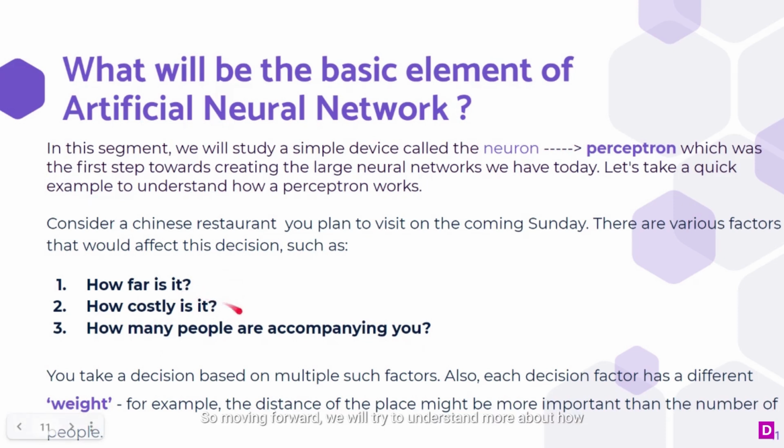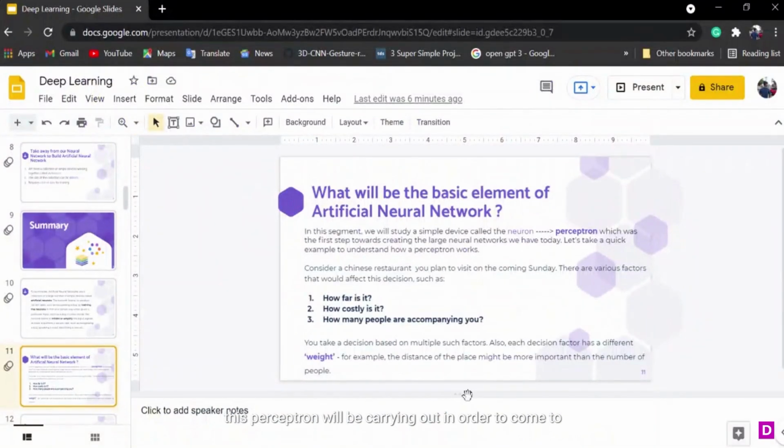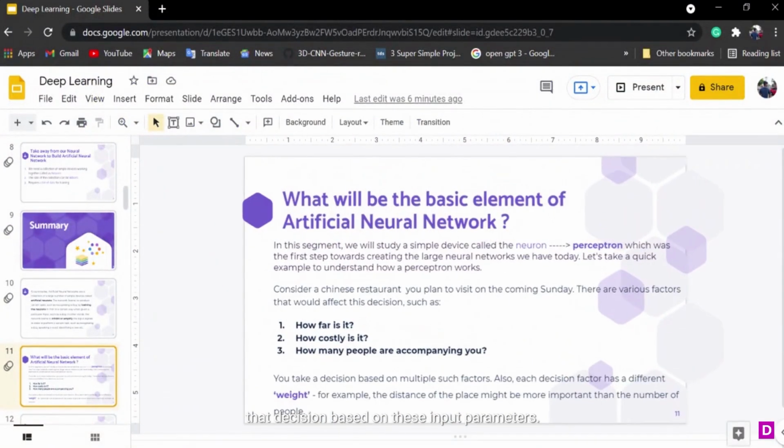Moving forward, we will try to understand more about how this actually appears, or what the mathematical equation is that this perceptron will be carrying out in order to come to that decision based on these input parameters.